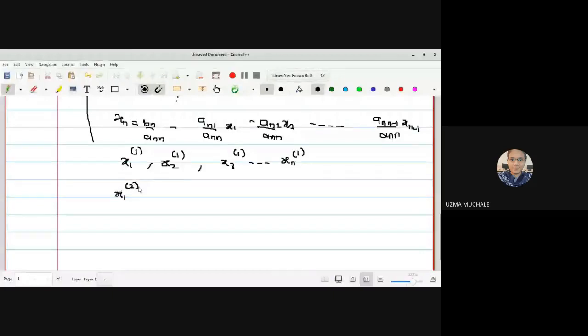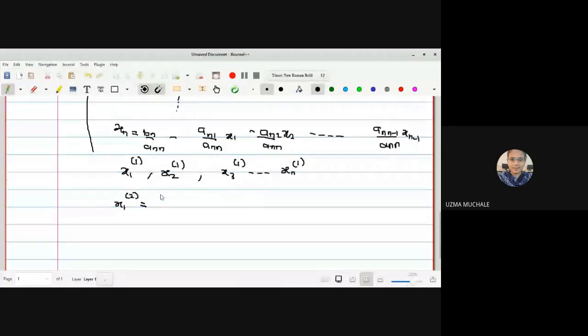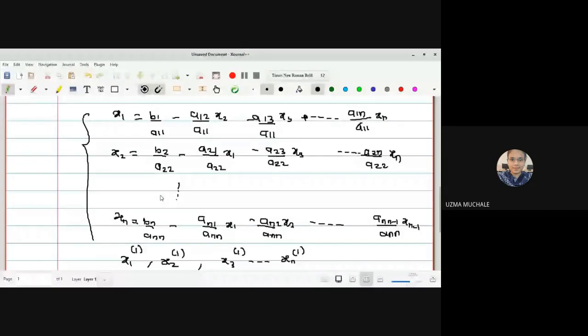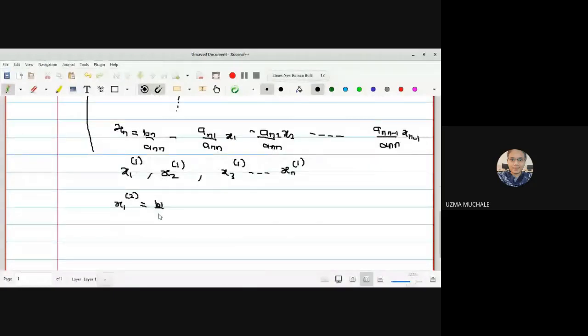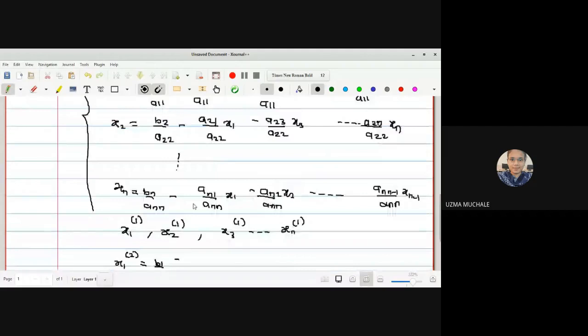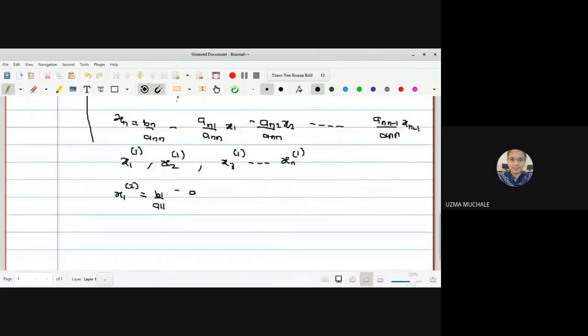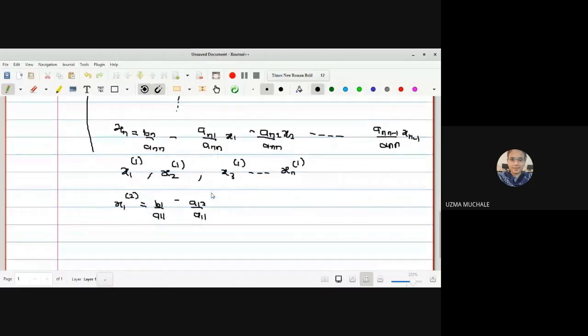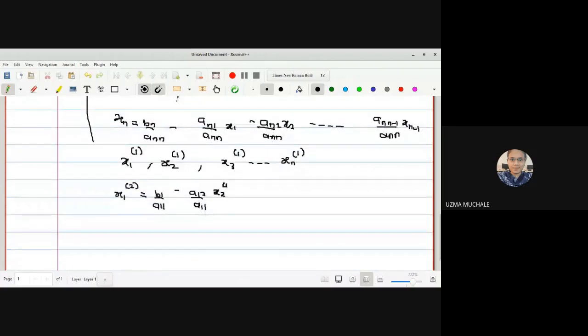It is the value of x1 which is obtained in the second iteration, and it will be equal to whatever equation we have written. It is just like the same one which we have written just now, b1 upon a11 minus a12 divided by a11. But what is the change here? Instead of using x1, x2, x3, here we are going to use, instead of x2, x2 1. Okay, the values which we get in the first iteration we are going to use for the second iteration. Are you getting how to calculate this second one?